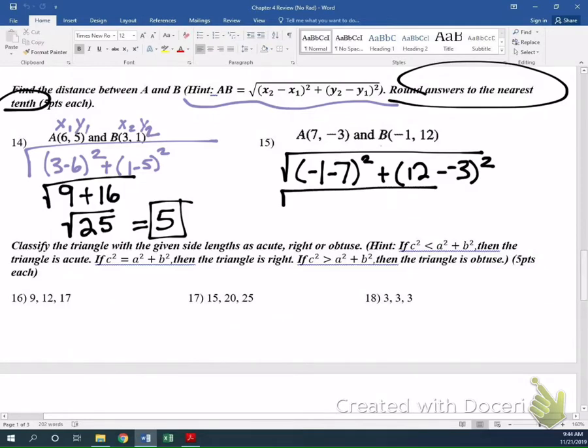So that's negative 8 squared, which is 64, plus, that's going to be what, 15? 15 squared is 225? What do you get when you add those? When you add these together? 289? What's the square root of 289? 17.